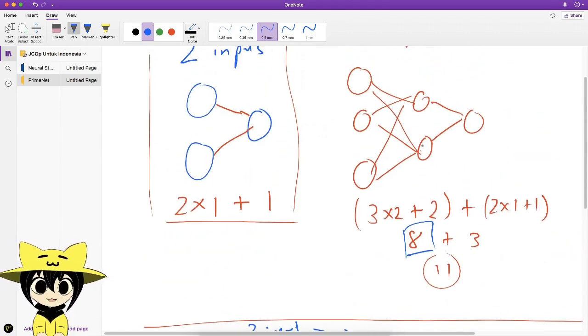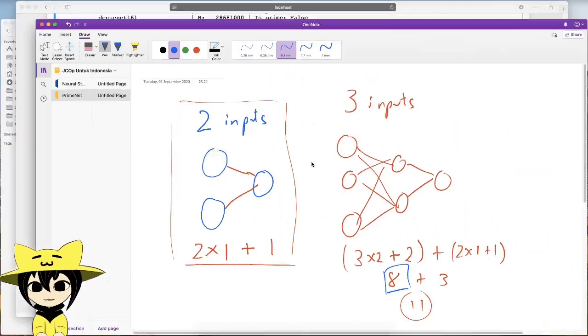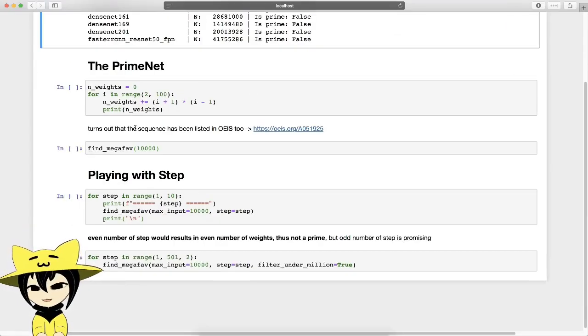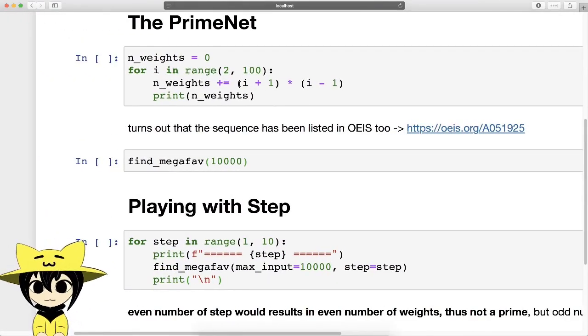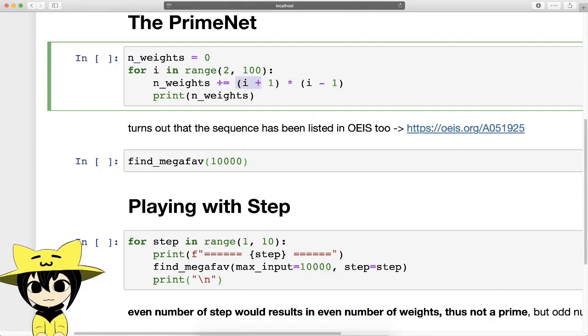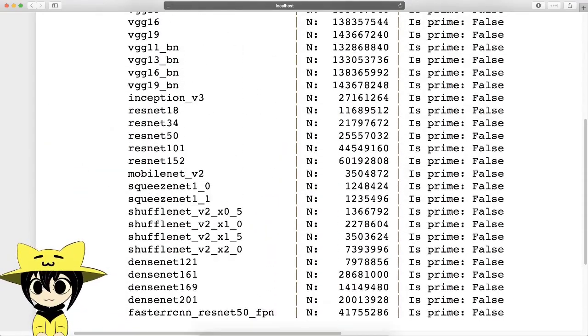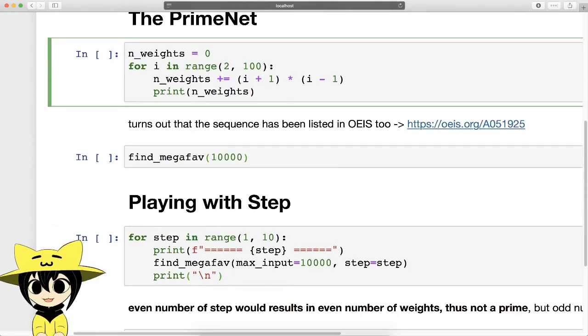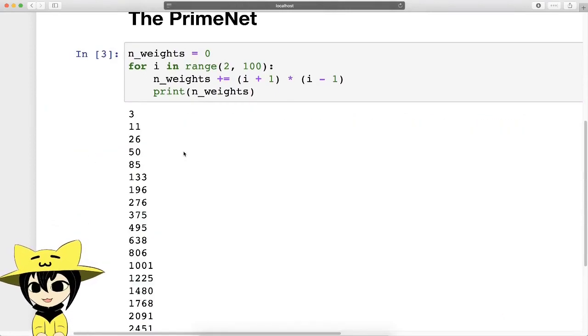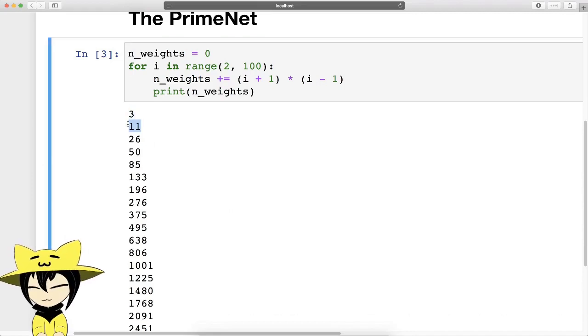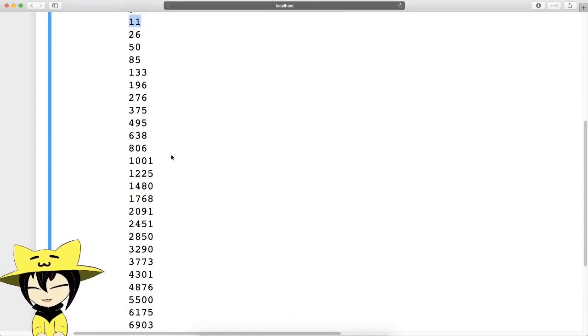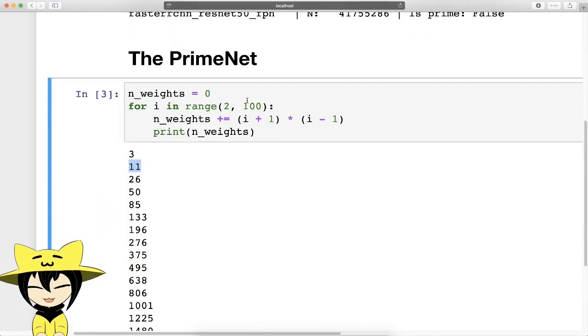So it would be 8 here. That's the quick tip on how we can compute the number of weights, and that's why I have prepared this code here. We can see the formula we use, n plus 1, n minus 1, and hopefully we can find a prime number of weights. So let's see. Yes, we actually find 3 is a prime, 11 is also a prime, 26 is not, and we have reached 100 layers of neural network.